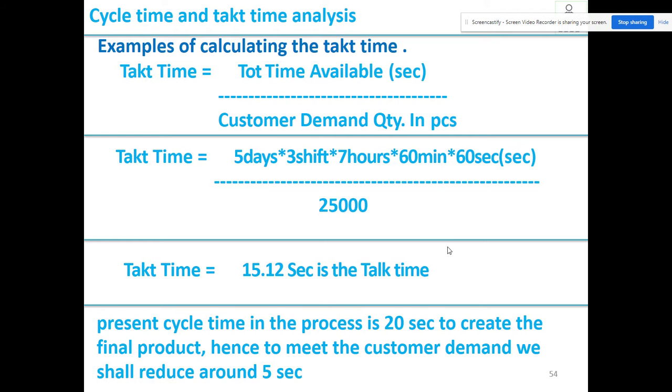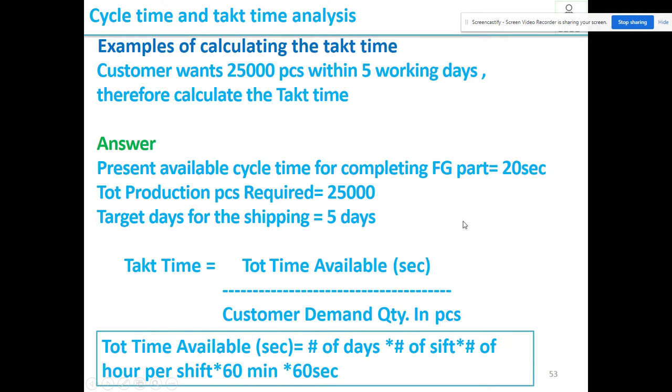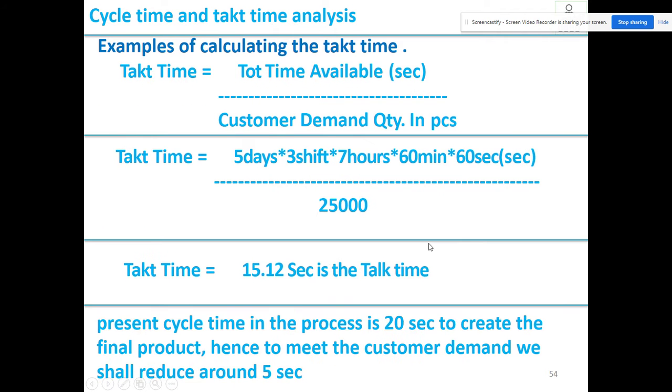So what should I do now? I need to find a method to reduce the cycle time: find in which process the cycle time is more, reduce it, and make it 15 seconds. Or I can add an extra resource in order to produce a separate line and meet the customer demand. So this is the takt time calculation that we shall do for a customer requirement.